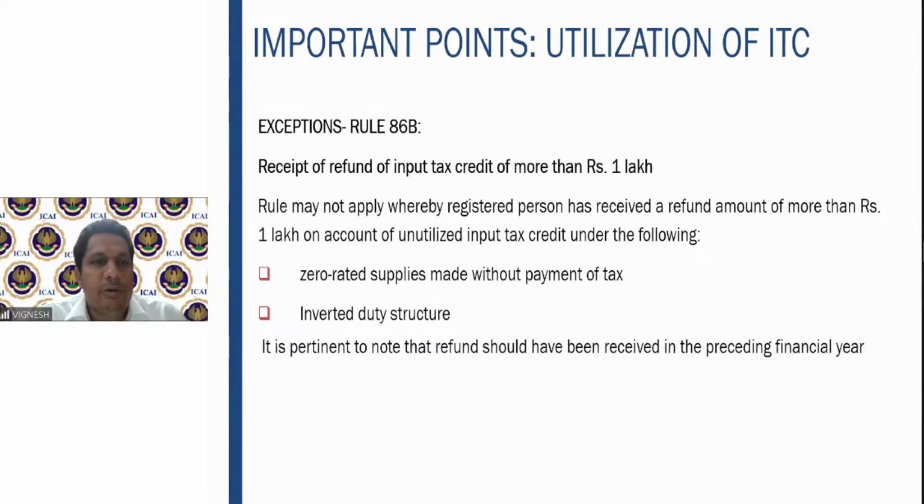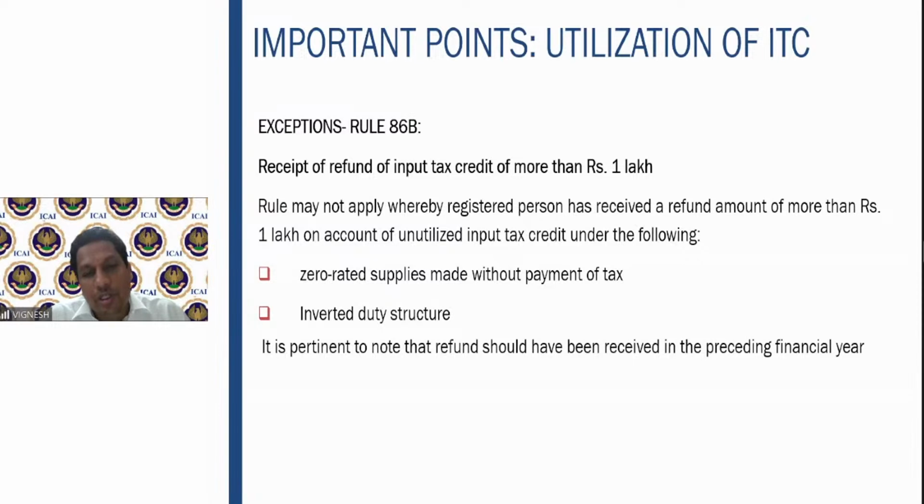So just to give you a brief about that, refunds can be applicable in case of zero rated supply. What is zero rated supply? If you are supplying service or goods outside the country or to a special economic zone, then it is zero rated supply made without payment of tax. Second case is inverted duty structure. That is, the GST you pay on the inputs is at significantly higher rates as compared to the GST you are charging on the output sales. So in these two cases, if a refund of more than 1 lakh is received, straight away this 86B will not apply.